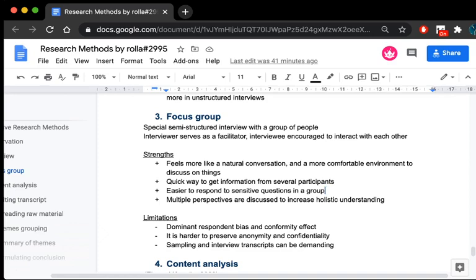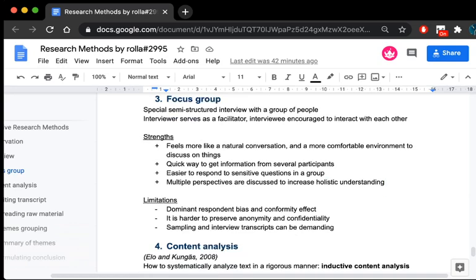So you get different perspectives at once, and maybe it's easier to respond to sensitive questions in a group, because if you're in a group and they experienced similar situations, then it feels like, oh yeah, we've all experienced this, so we can understand. So it's easier to respond. And also multiple perspectives.